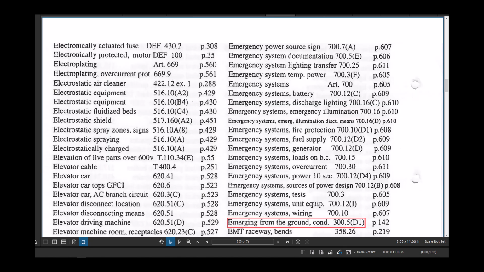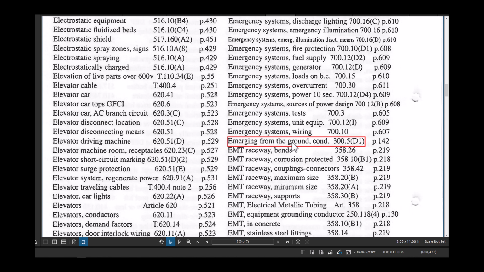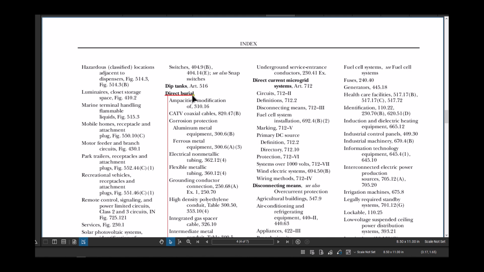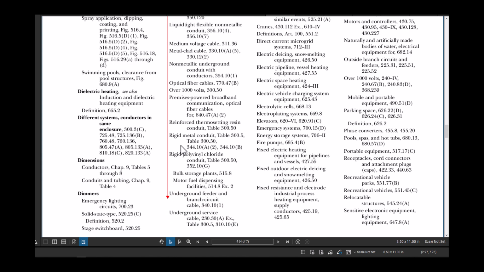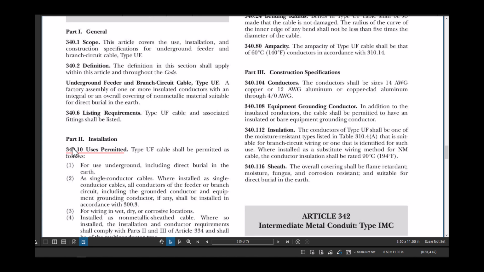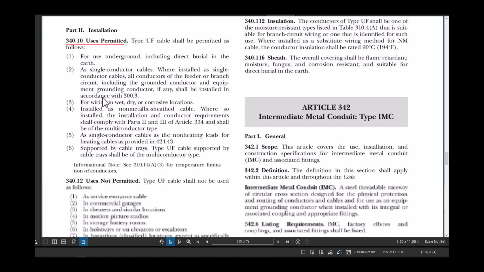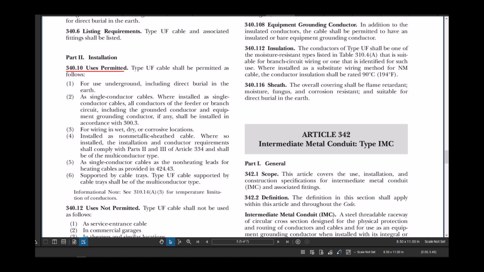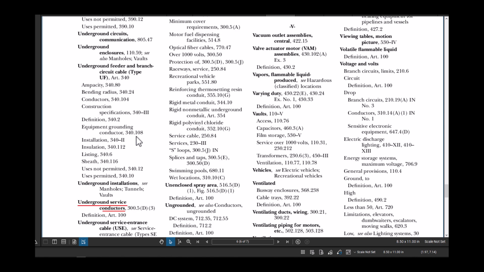We go to Tom Henry's index. We have emerging from the ground conductor, 300.5(D)(1). We go to the NEC, direct burial, then underground feeder and branch circuit cable. If we go to this article to see what it talks about, we have 340.10, which talks about uses permitted and installation. This is not what we are looking for. Then let's see what else we can find in the index area in the NEC.